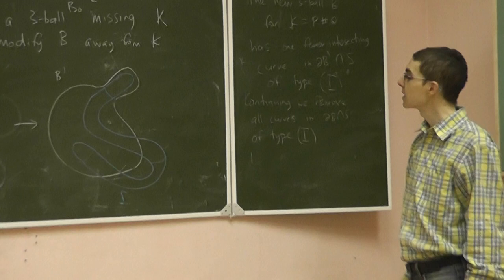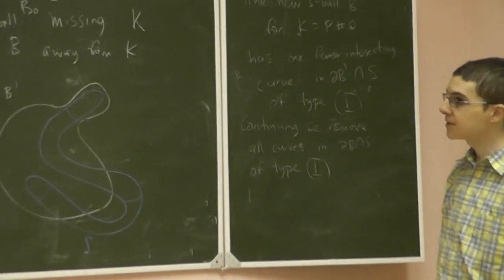Innermost curve argument. Okay. So this means that we're left with type 2.